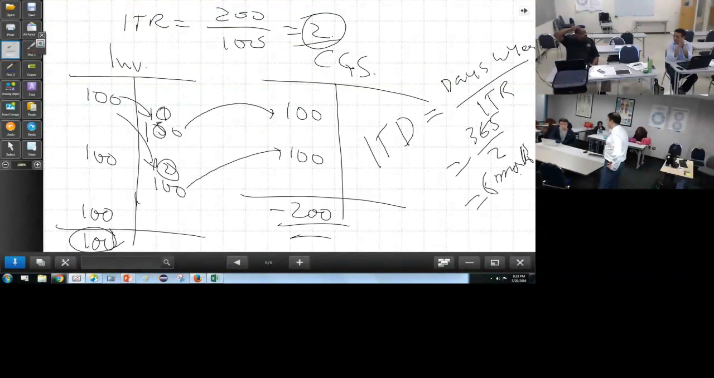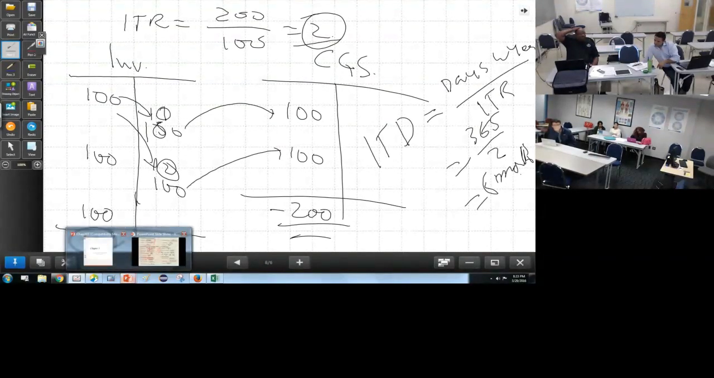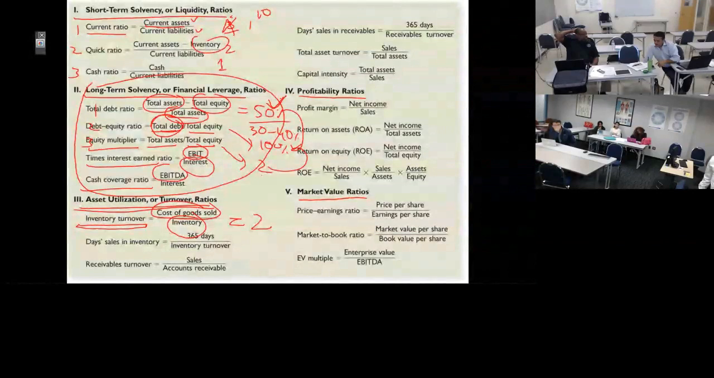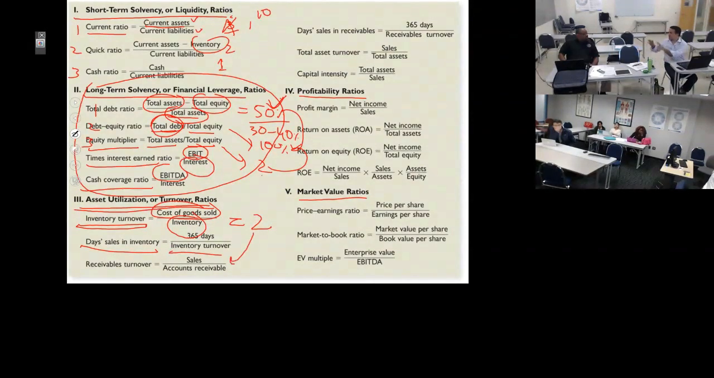Is this good or bad? Again, compared with the industry average, and also with the previous trend of the company. Does that make sense? So here, days sales in inventory, or we call it inventory turnover in days, as I have said. So 365 days divided by the inventory turnover, which is 2 in this case.